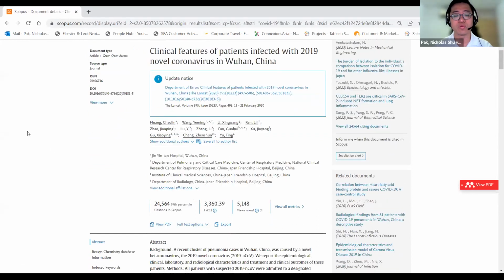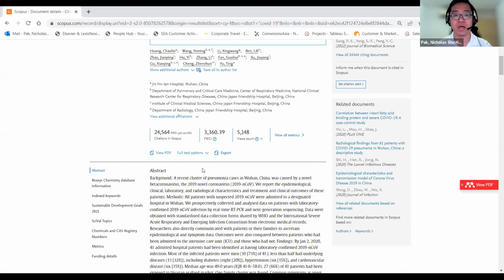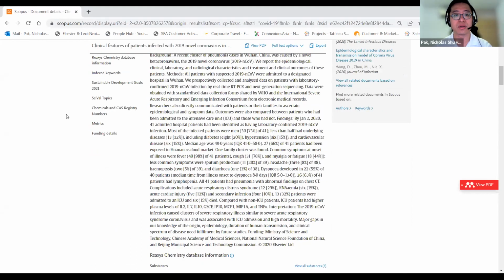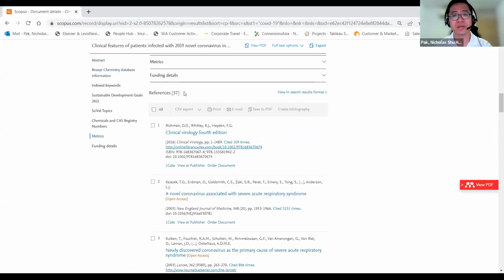We can see who are the researchers who are publishing it from. We get to see that this has an insane FWCI of 3,360. Because with 24,000 citations, it obviously places this all the way at the top, right? And then we can take a look at all additional metrics that we can take a look at here.